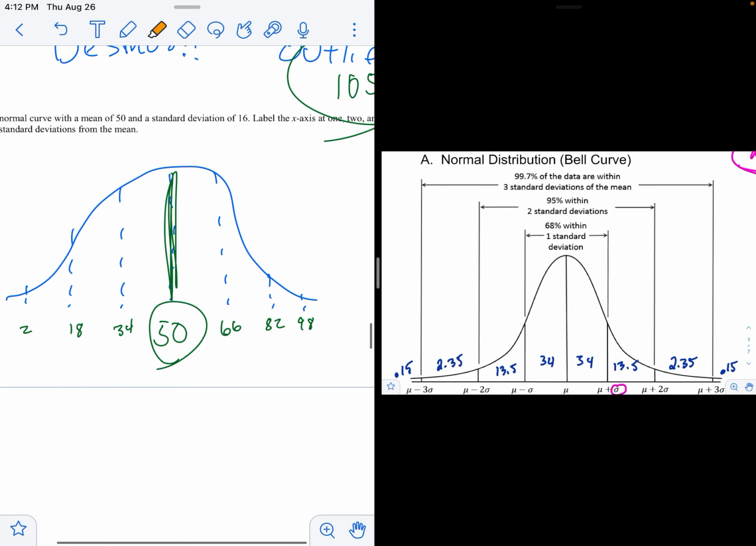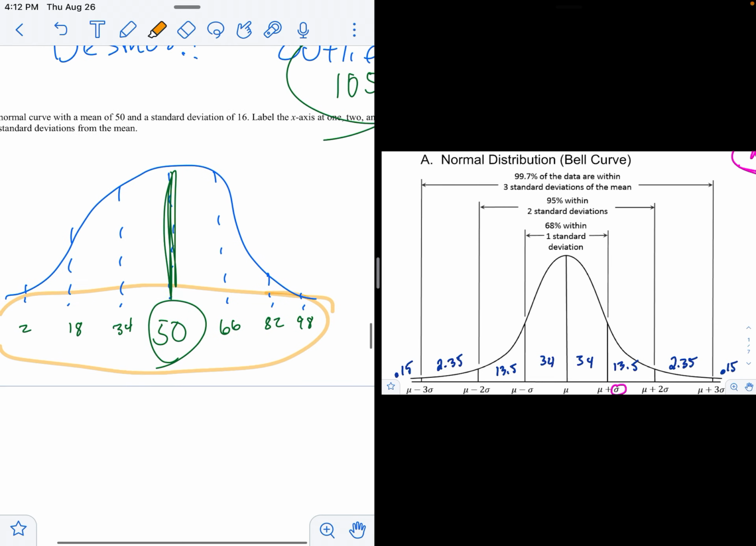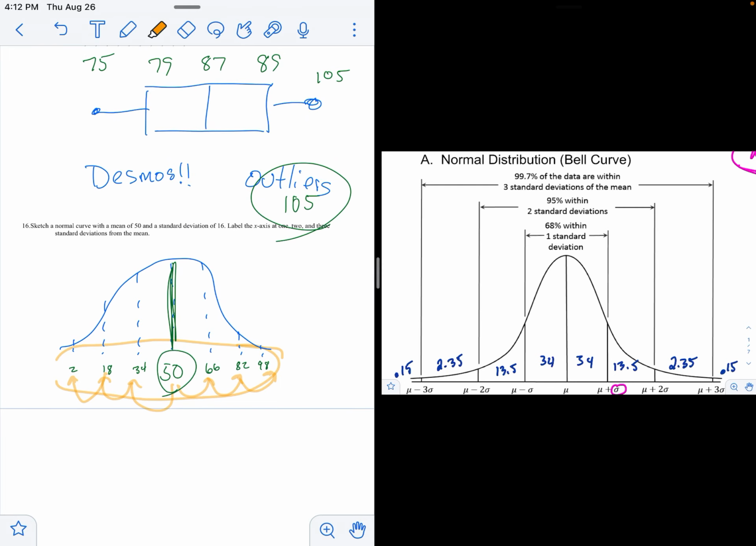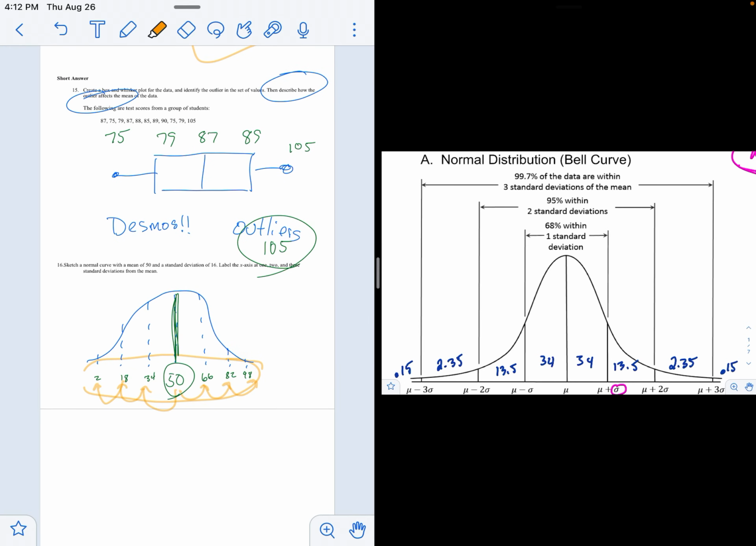My picture's terrible, but what's most important is you put 50 in the middle, and then the standard deviation is 16. So 50 plus 16, 66, plus 16, 82, plus 16, 98. Go the other way. Subtract 16, 34. Subtract 16, subtract 16. That's all you have to do. So do what you can.